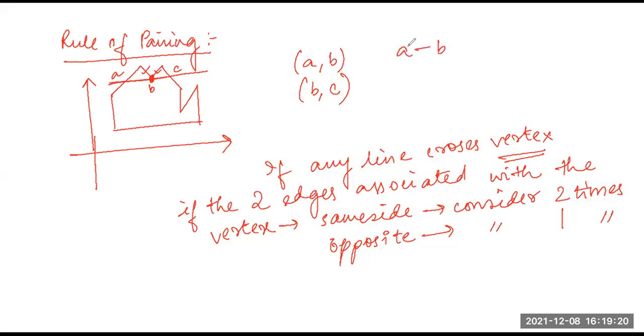Once I considered A to B, again, I considered B to C. This is one set of pair. So once from A to B, I colored it with something, and from B to C, I colored it with something. Fine.